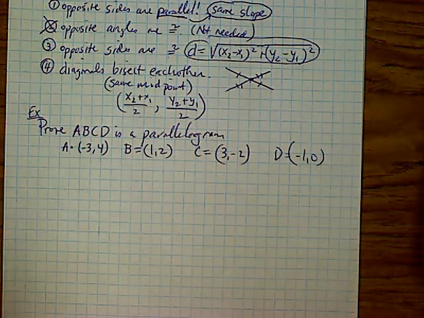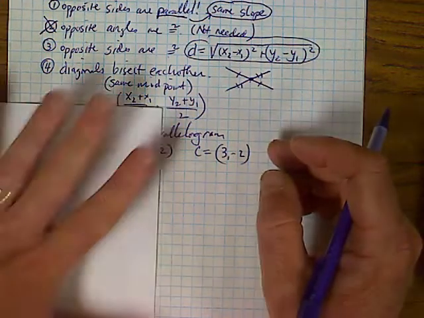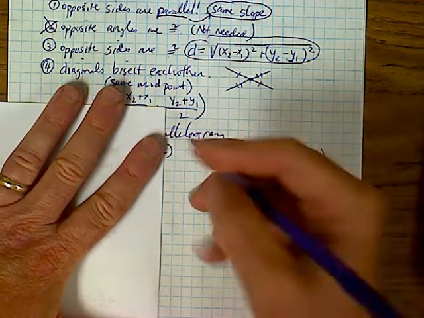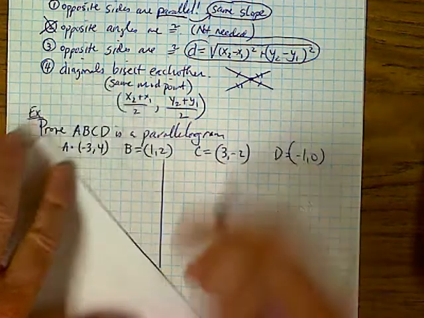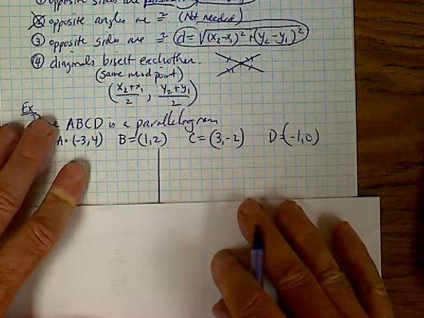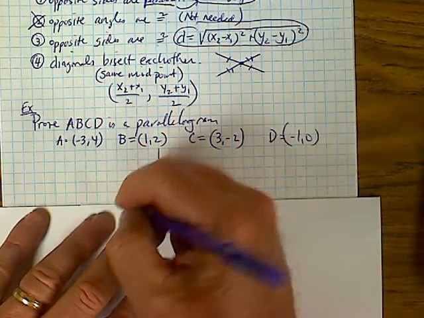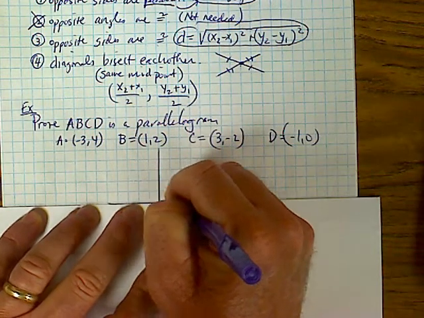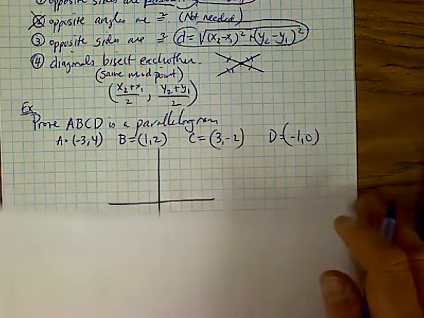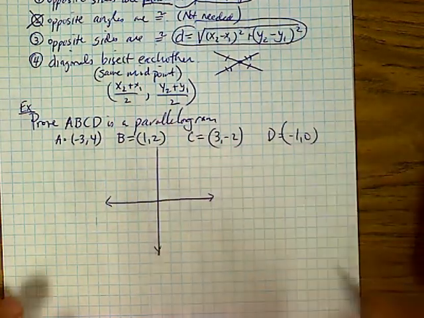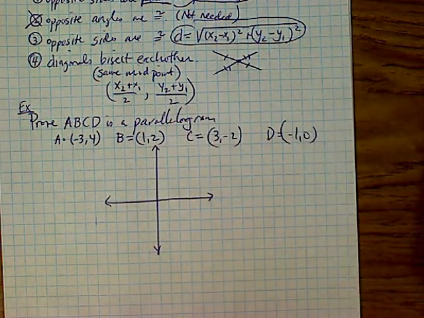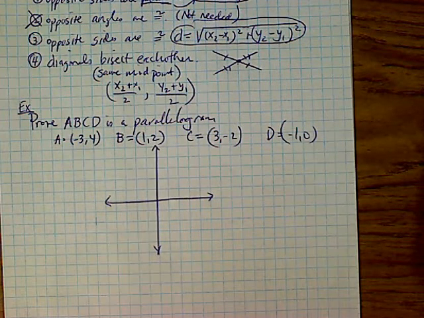All right, so let's get a graph set up. Doesn't need to be real big. The points themselves are not very far from the origin, but let's spread them out so we can kind of see what we're dealing with. Now remember what I've said many times this semester: looks like is not enough. You cannot say, well, that looks like a parallelogram, or that looks like a rectangle. You got to actually do the work for it.